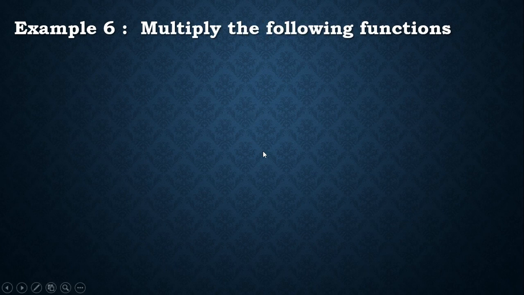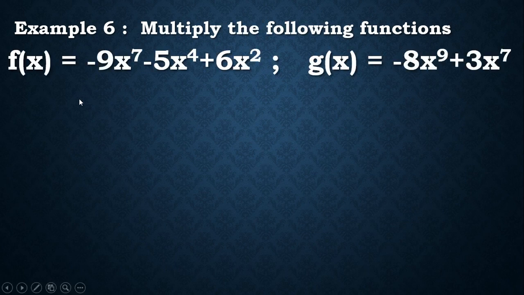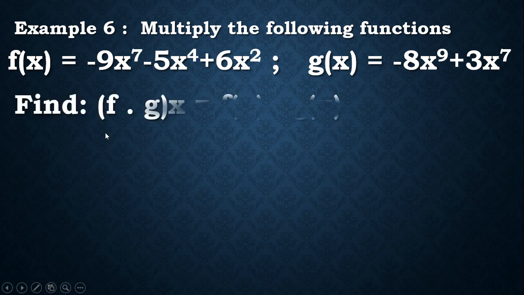Example number 6. Multiply the following functions. f of x is equal to negative 9x to the 7 minus 5x to the 4th plus 6x squared. And then g of x is equal to negative 8x to the 9 plus 3x to the 7. Definitely, they are arranged in descending order. And then we have to find the quantity of f times g of x, that is equal to f of x times g of x.